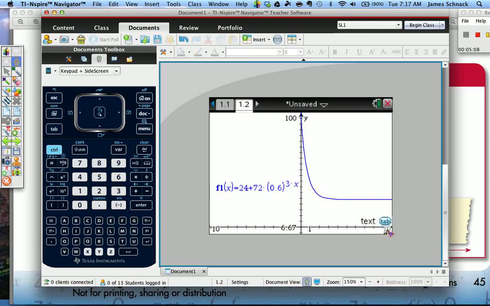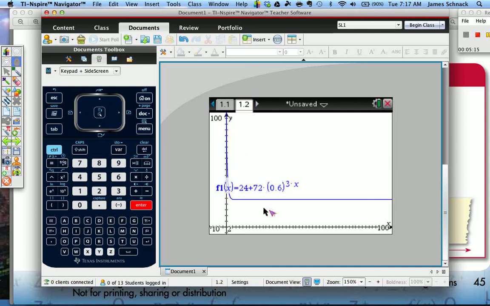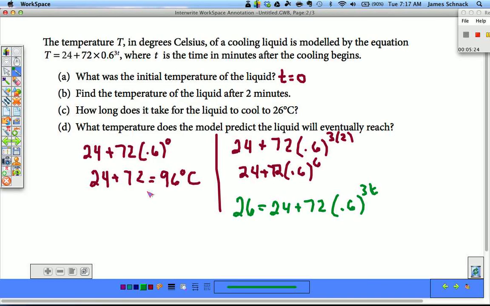And then I'm going to put in 100 for x also. So there we go. We have a sharp drop off, then it levels out. Notice you can really see this asymptote here. We have that asymptote, and that asymptote is at 24. And I guess before I go any further, what temperature does the model predict the liquid will eventually reach? Well, it's going to reach that asymptote. It's getting closer and closer to it. 24 degrees Celsius. Also note that this is an exponential decay model because the base is between 0 and 1.